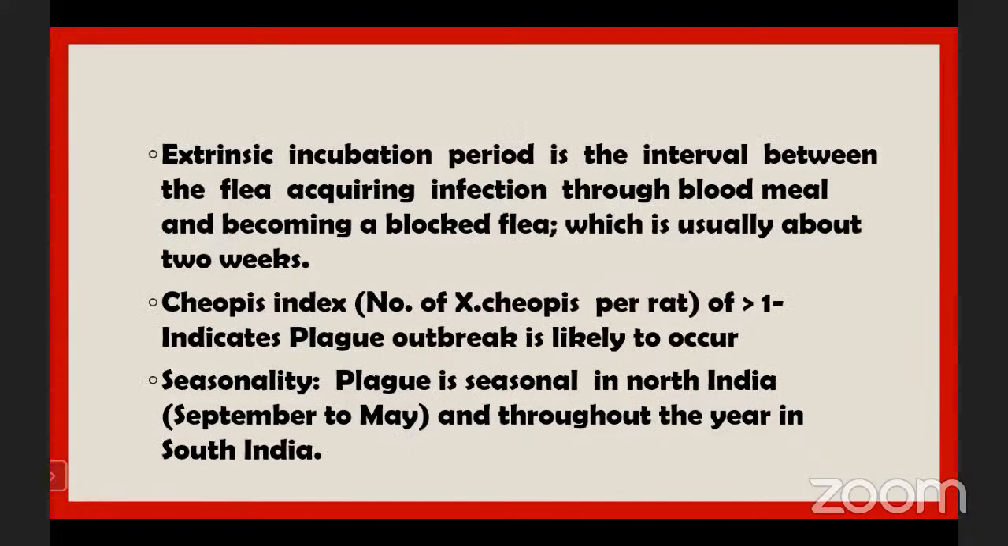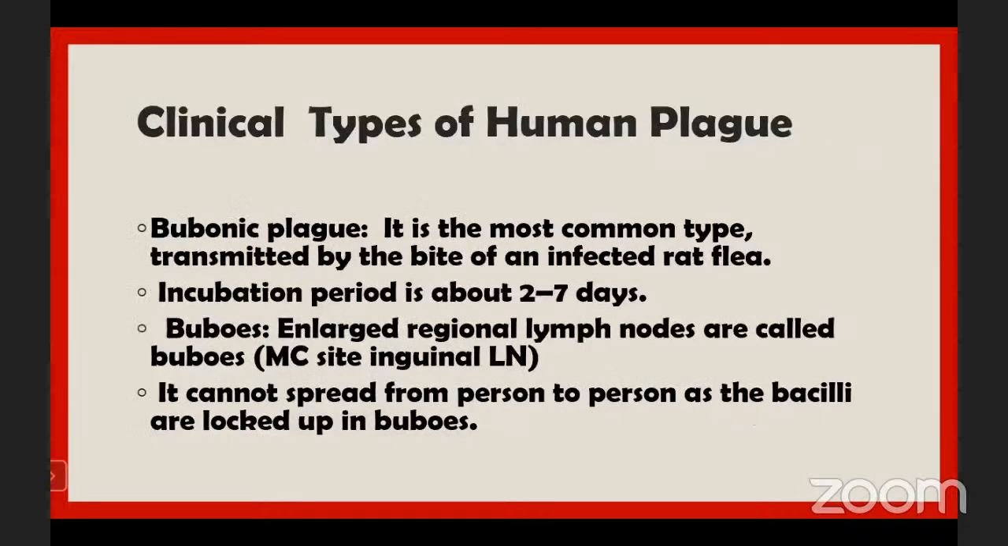Extrinsic incubation is the interval between the flea acquiring infection through a blood meal and becoming a blocked flea, which is usually only about 2 weeks. Next one is the Xenopsylla cheopis index. Greater than 1% indicates a plague outbreak is likely to occur. Seasonality: plague is seen mainly in North India, during the months of September to May. In South India, it is seen throughout the year.